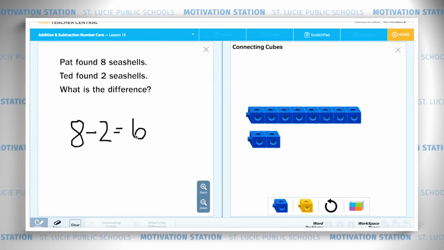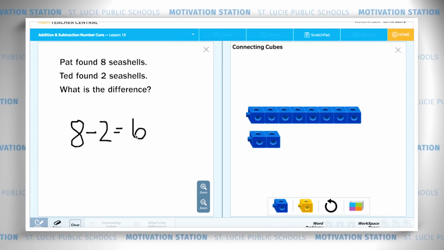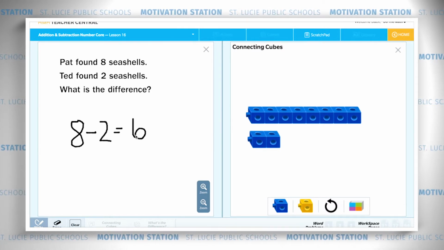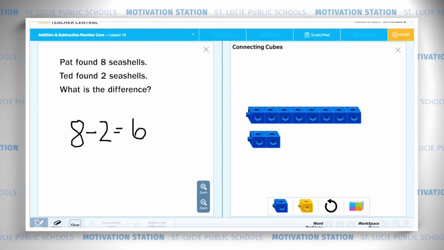The difference between 8 and 2 is 6. 8 is 6 more than 2. 2 is 6 less than 8. Wow, great job using your online tools to solve.